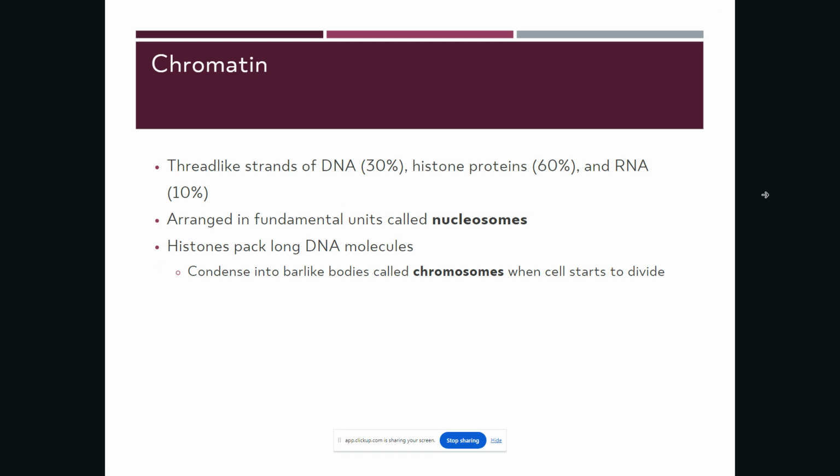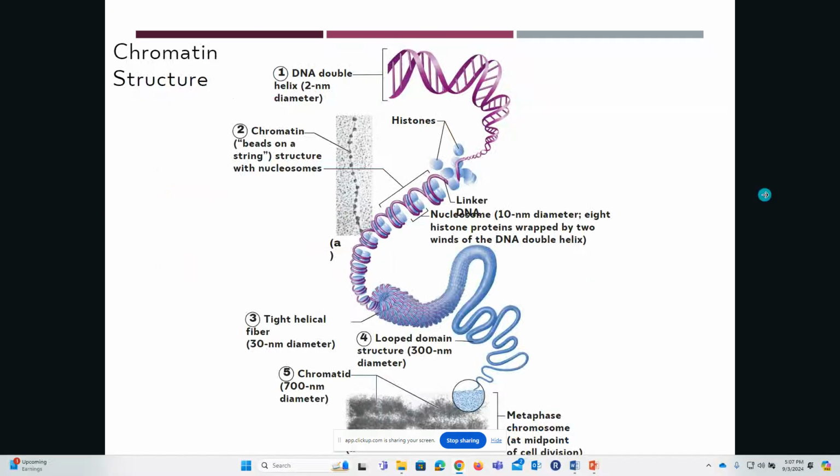Now, when we do divide the nucleus, in order to separate the DNA, when a cell undergoes mitosis, we will need to condense this chromatin into bar-like bodies that you might have heard of before, called chromosomes. But that only occurs when a cell starts to divide.